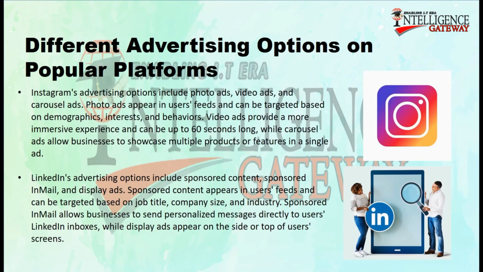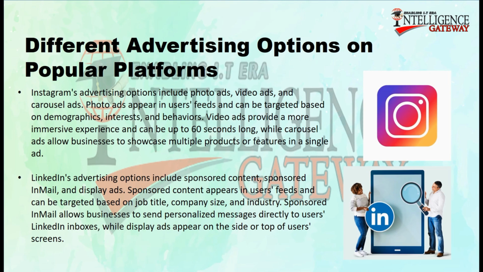Different advertising options on popular platforms. Instagram's advertising options include photo ads, video ads, and carousel ads. Photo ads appear in users' feeds and can be targeted based on demographics, interests, and behaviors. Video ads provide a more immersive experience and can be up to 60 seconds long, while carousel ads allow businesses to showcase multiple products or features in a single ad.